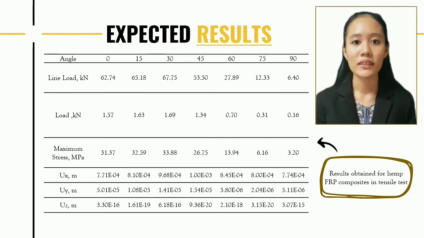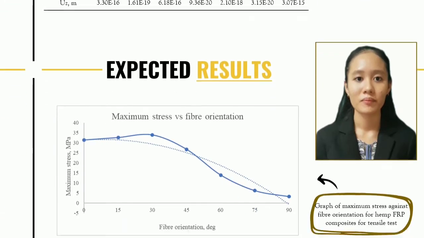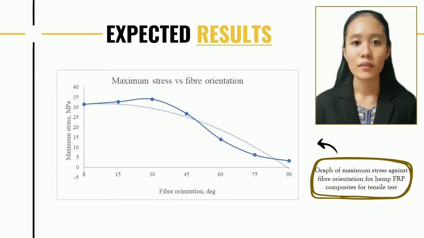The table shown is the results obtained for Hemp FRP composites in tensile tests. From the results, the graph of maximum stress against fiber orientation for Hemp FRP composite for tensile test will be constructed. The trend line shows that the maximum stress will decrease as the fiber orientation increases.